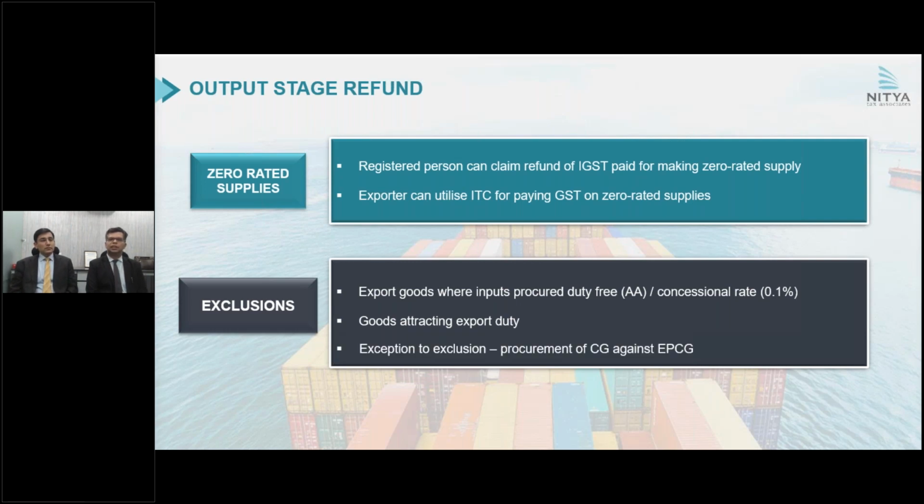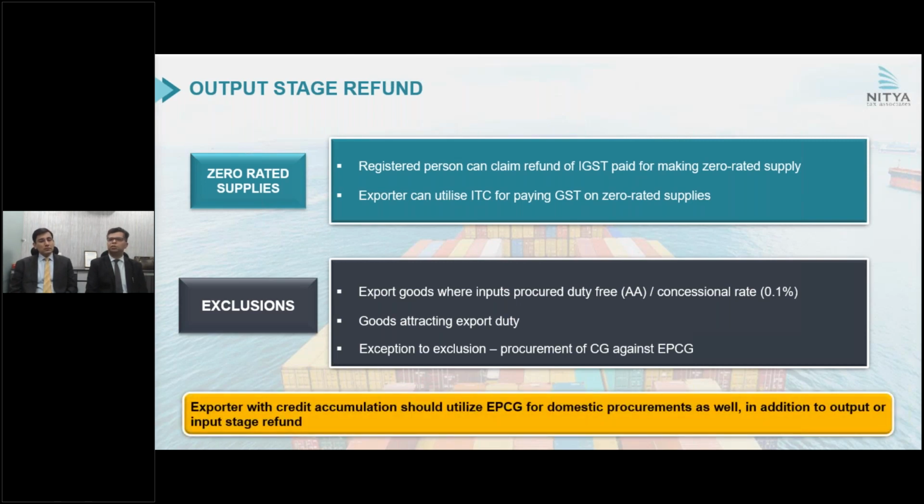An exception to this exclusion is procurement of capital goods under EPCG. So even if you are procuring capital goods under EPCG, you can very well claim refund at output stage. So an exporter who has huge accumulation can consider availing both these options together. Firstly, he should use EPCG to procure capital goods duty-free domestically. Secondly, he should also export the goods on payment of IGST and claim refund of such IGST from the government.